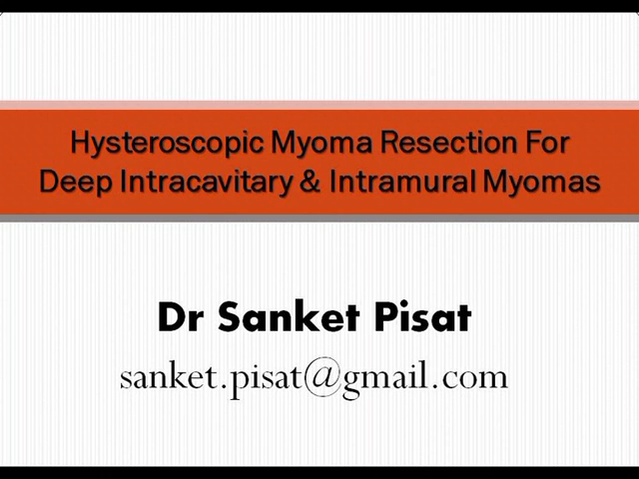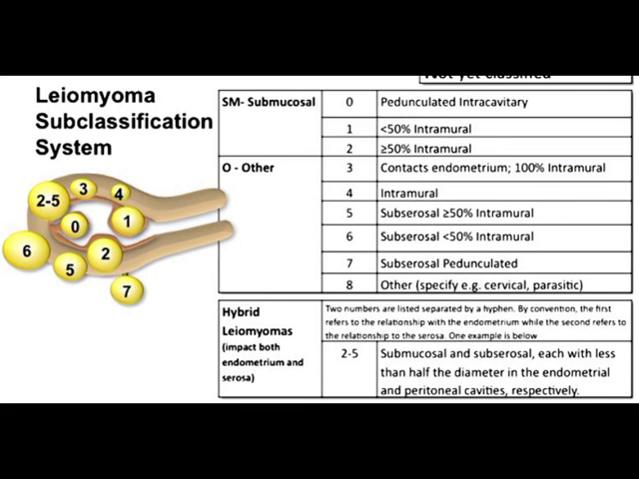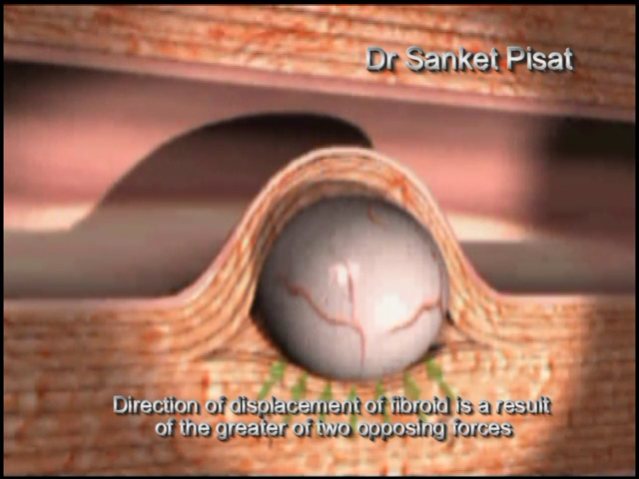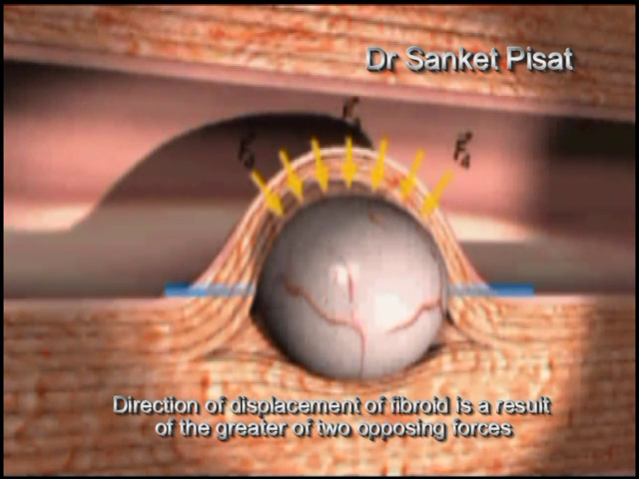This is a video presentation of hysteroscopic myoma resection for deep intracavitary and intramural myomas. As per the new AAGL classification, myomas are classified from type 0 to type 7. While resection of type 0 and 1 myomas is easy, resecting type 2, 3 and 4 myomas is difficult as there is risk of perforation.